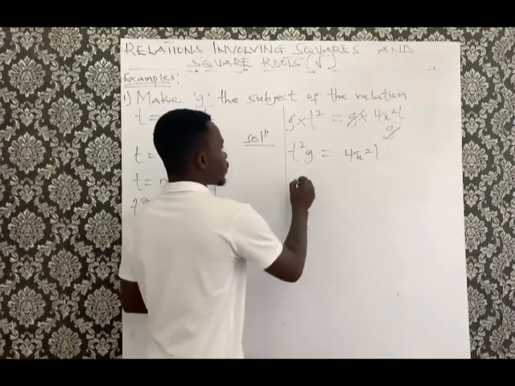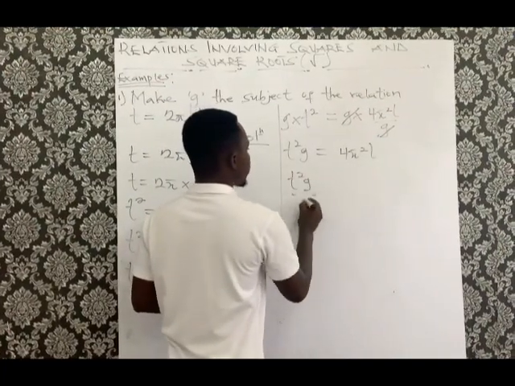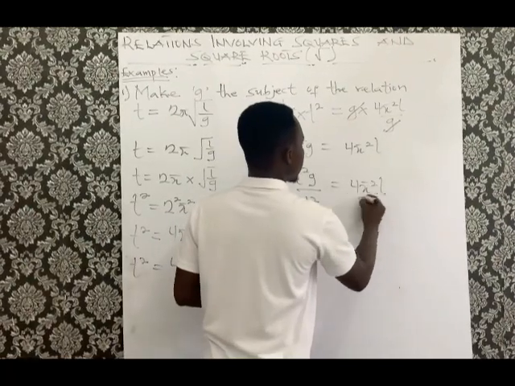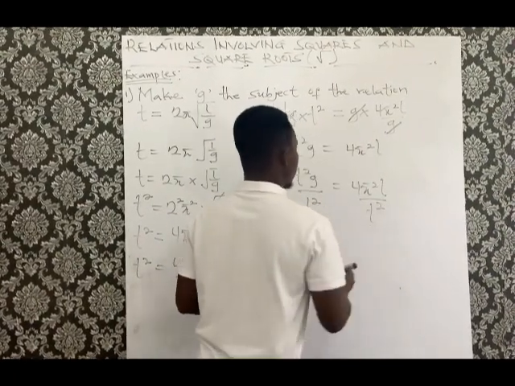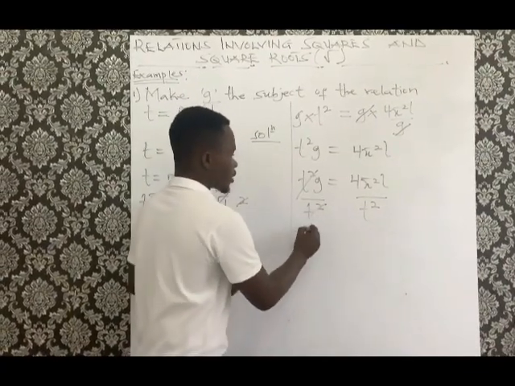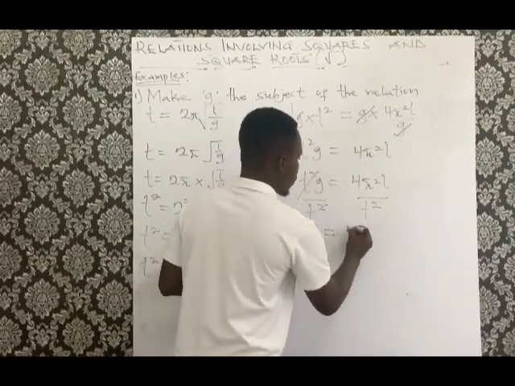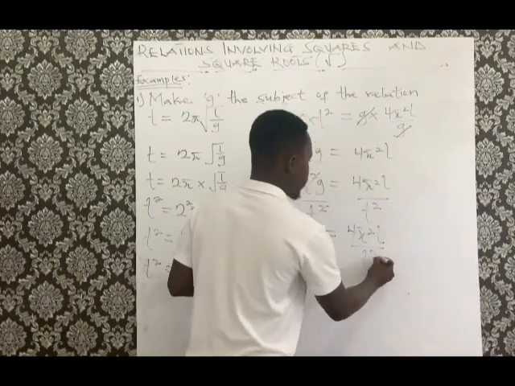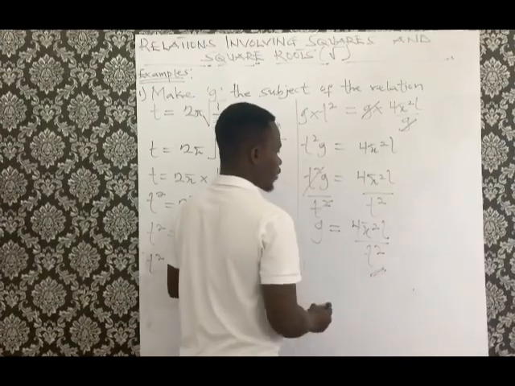So we have T squared G all divided by T squared equal to 4π squared L all divided by T squared. So T squared and T squared cancel out. So we are left with G equal to 4π squared L over T squared. Therefore, this becomes our final answer.